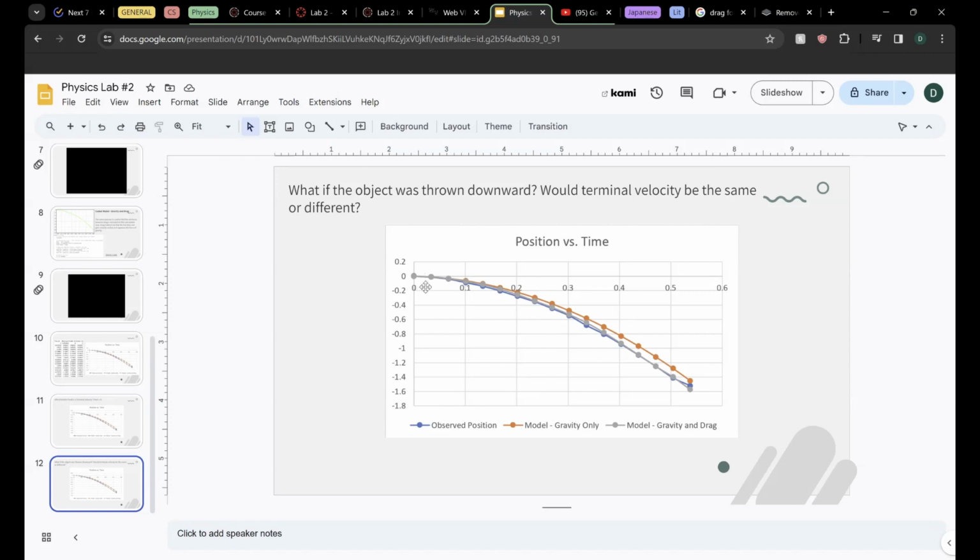You'd still end up reaching a point where the slope is the same and terminal velocity is reached. That's the end of my presentation. Thank you very much.